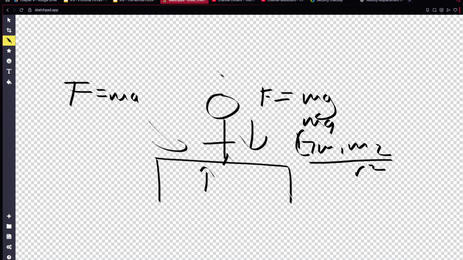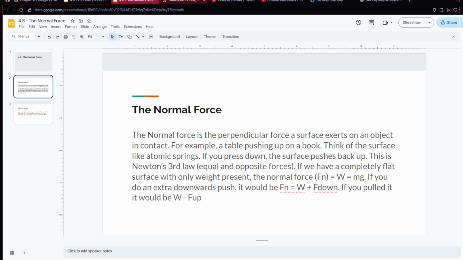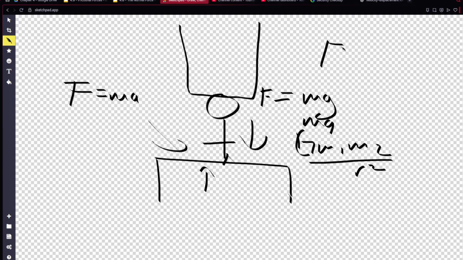But if you do an extra downwards push, let's say there's a hydraulic press that's pushing down on this guy's head. Then the force would be the hydraulic press, which is mass times acceleration, and also the person's downward force because of the gravitational pull. So it's mg plus ma equals Fn, which is quite self-explanatory because that's the amount of force we're putting on this perpendicular surface.